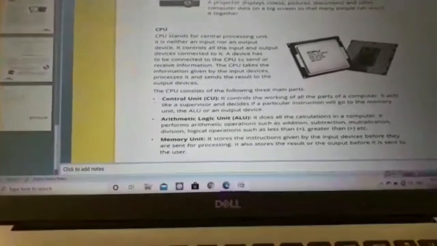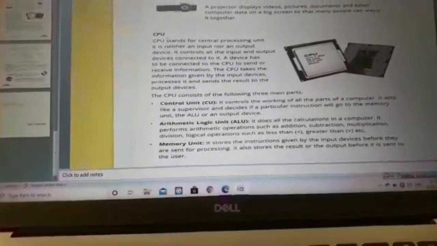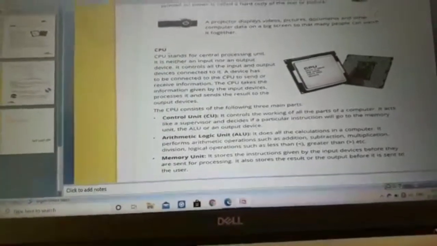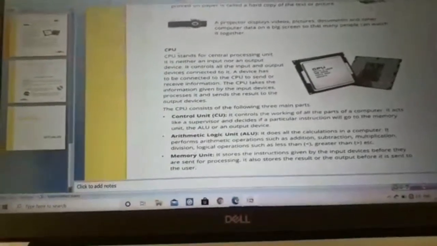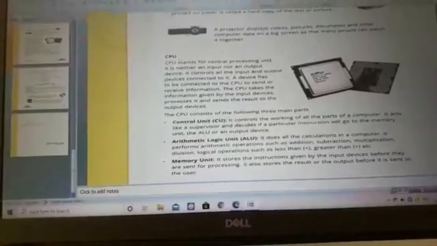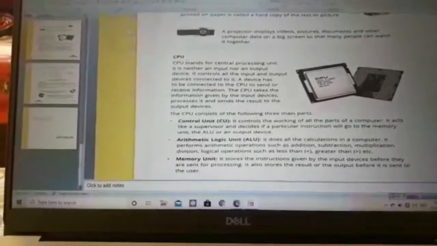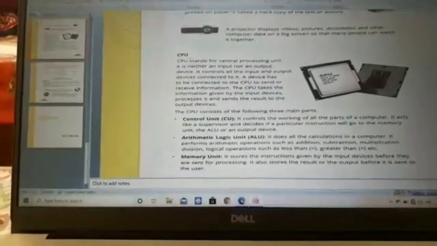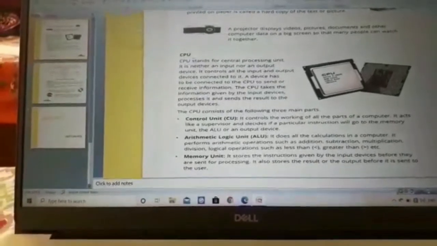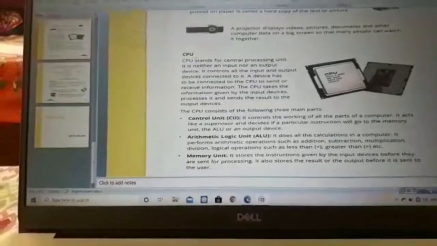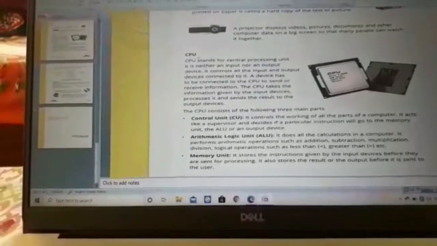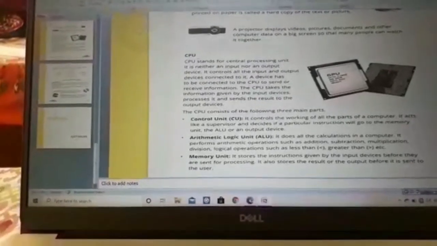Okay, now the CPU consists of the following 3 main parts. अब CPU के 3 main parts हम पढ़ेंगे. Okay, the first one is control unit, CU. It controls the working of all the parts of a computer. It acts like a supervisor and decides if a particular instruction will go to the memory unit, the ALU or an output device.